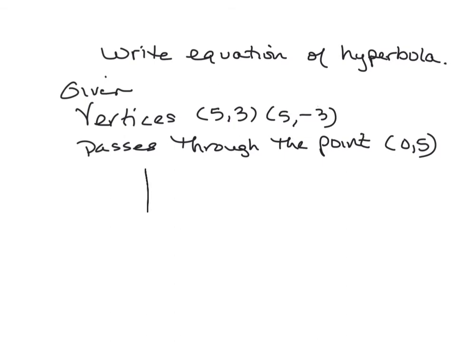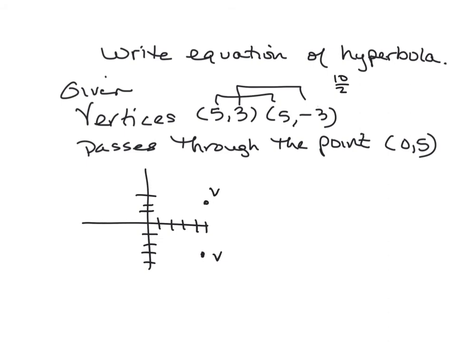Again, let's quickly graph the vertices: 5, 3 and 5, negative 3. All right, so here are my two vertices. Again, I can use the midpoint formula and figure out where the center is. Add the 5s, get 10, divide by 2. Add 3 and negative 3, get 0, divided by 2. So my center point is at 5, 0. It's right here on the axis.